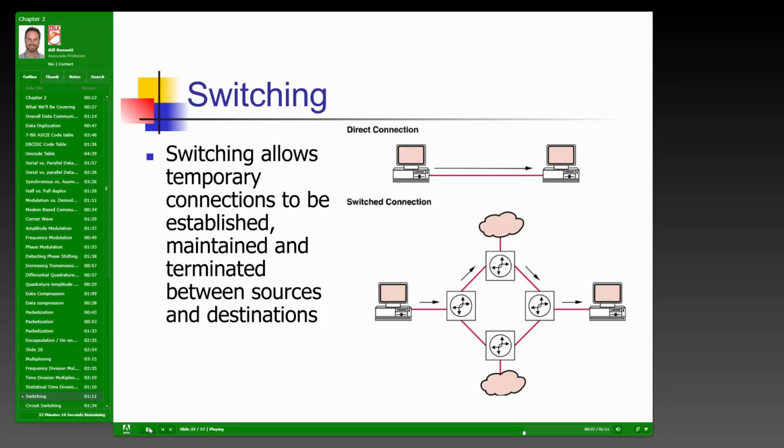And so then, like I say, the other type of switching is packet switching, which is a more efficient way of forwarding data from point A to point B. And so we'll look at each of those individually now in the next couple of slides.